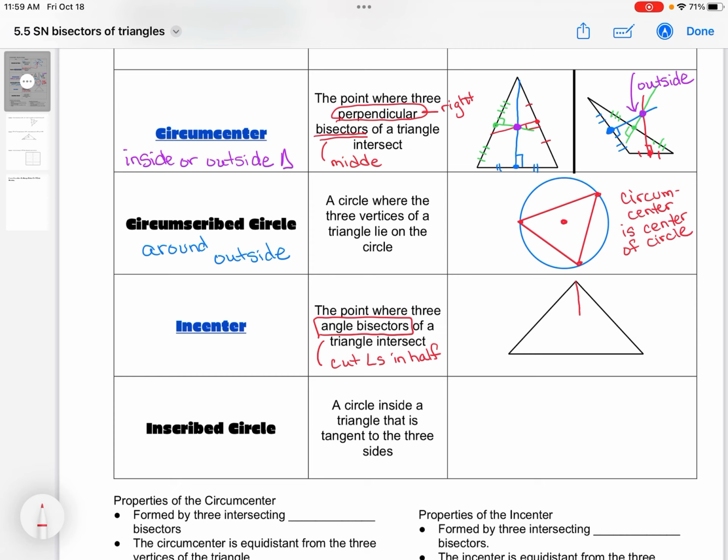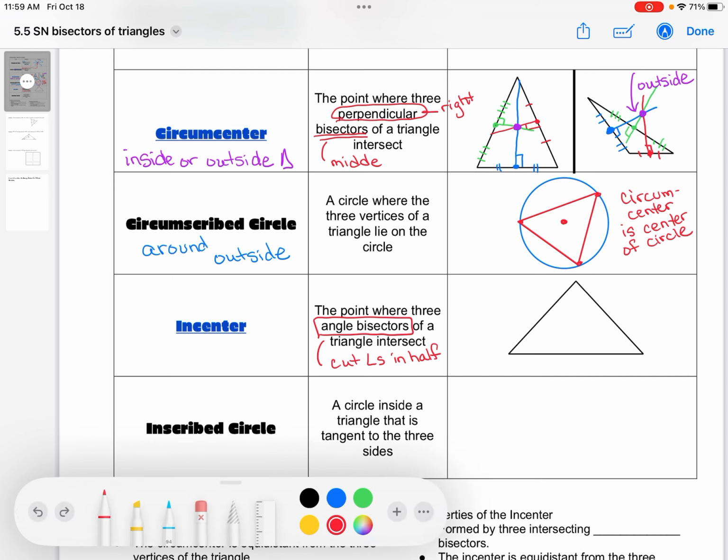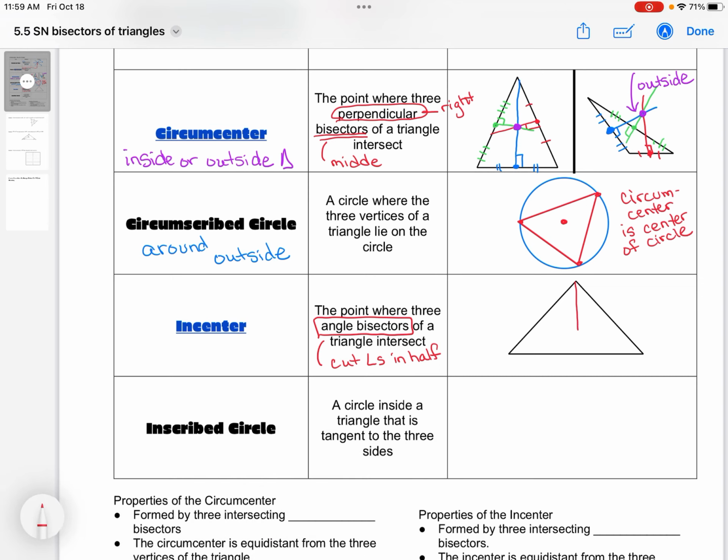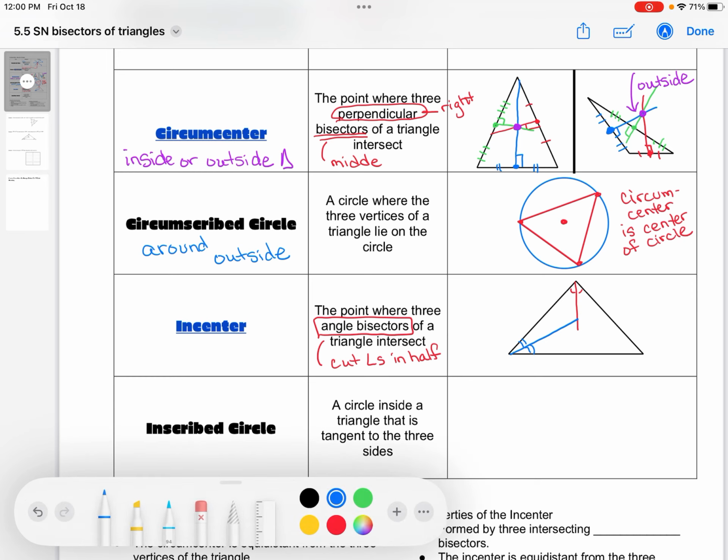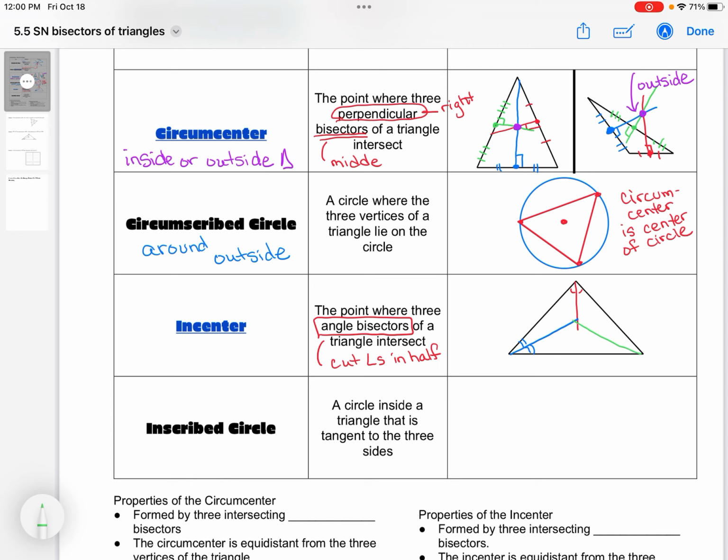Okay, so let's take this angle right here, and we're going to pretend, because it doesn't really look like it, but we'll start over and we'll go with it anyway. So these two angles would be the same. These two angles would be the same. These two angles would be the same, not even close, but you get the idea. So where they meet, this right here would be the incenter.